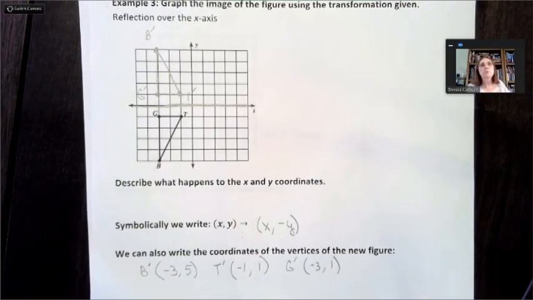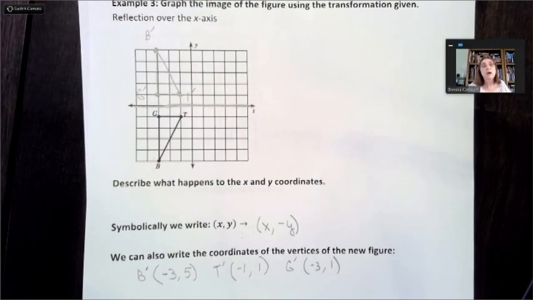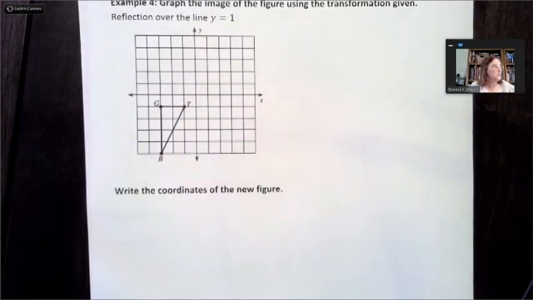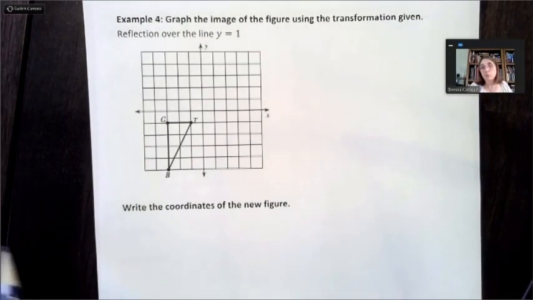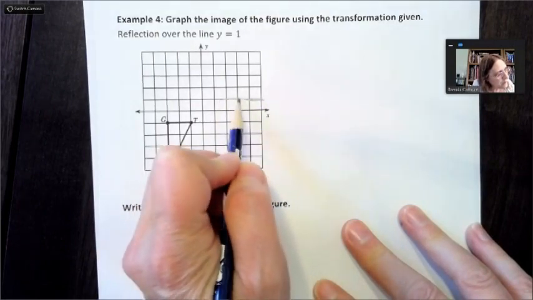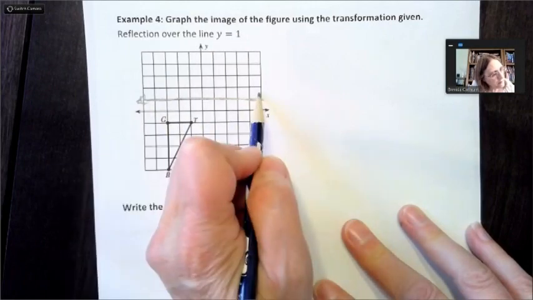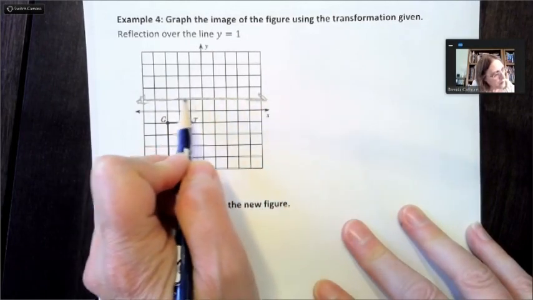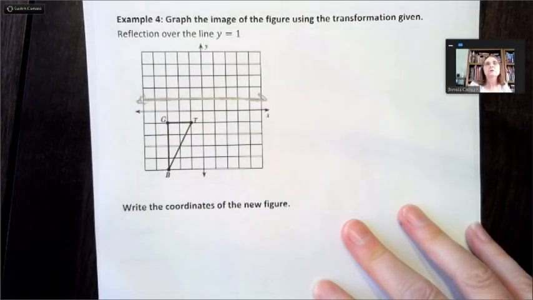Now we don't have to do reflections over just the x and y axis. We can do the reflection over any line that we choose. For example, we can do a reflection over the line y equals 1. Well, our line y equals 1 is a horizontal line 1 unit above our x-axis. So here's our line y equals 1. And we want to use that as our line of reflection.